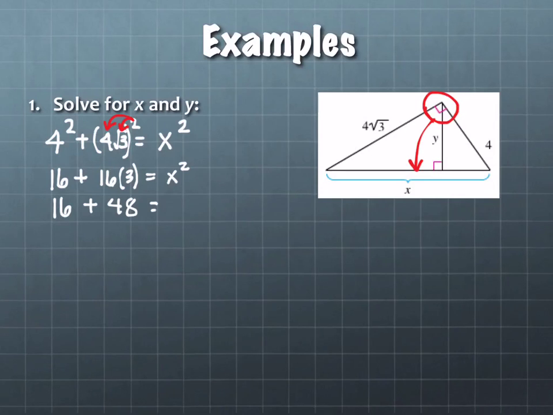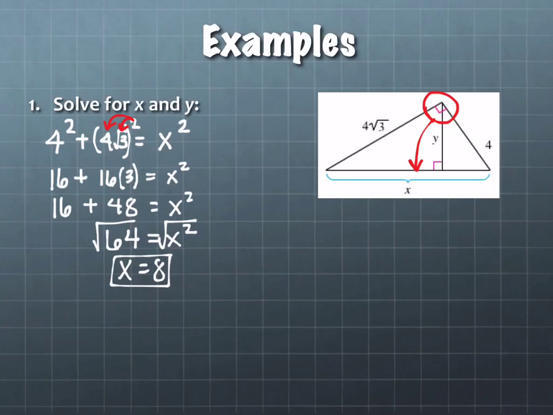So what then is 16 plus 48? It is 64. So I've got x squared is equal to 64. What's x? 8. So I'd square root both sides, and we get 8. There are no units on it, so we're done. It's 8.